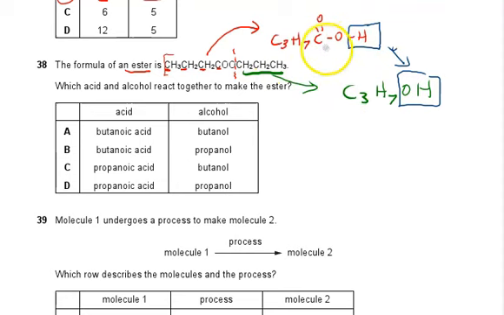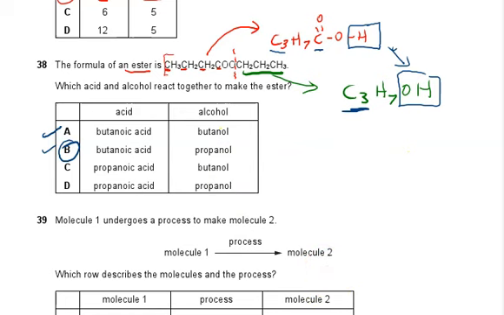This acid is butanoic. Total carbon here is 4. This one is butanoic, so it's either A or B. And look at the alcohol. It has 3 carbon, so it should be propanol. So 38 here should be B. Okay, so this is your answer.